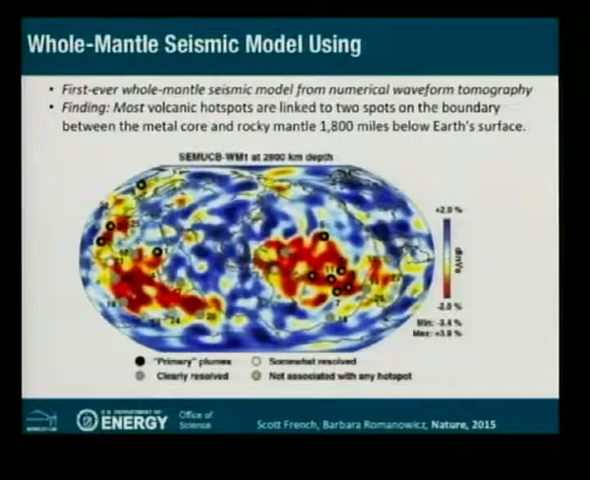I talked about that at a high level in the cosmology case. In this case, what we're looking at is putting together, for example, detection data that's collected all around the Earth. This was actually some work done a few years ago by a student at the time, Scott French, at UC Berkeley with his advisor, Barbara Romanowitz. What they were trying to do is understand the deep subsurface structure of the Earth.